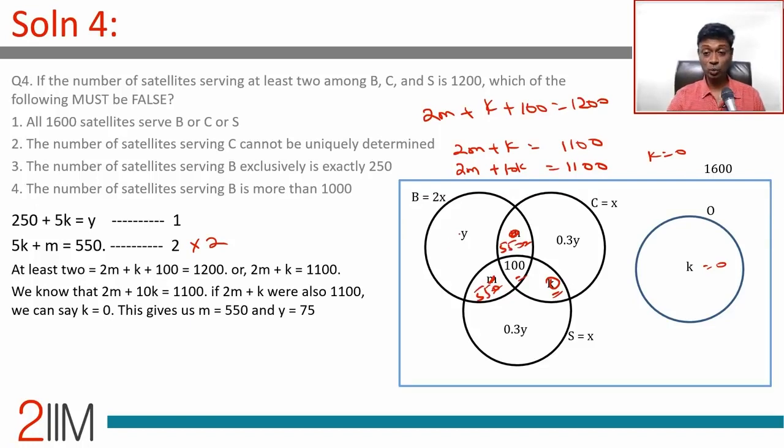250 plus 5k is y. Y should be 250. We've got everything. This should be 75. We've got a complete grid now.